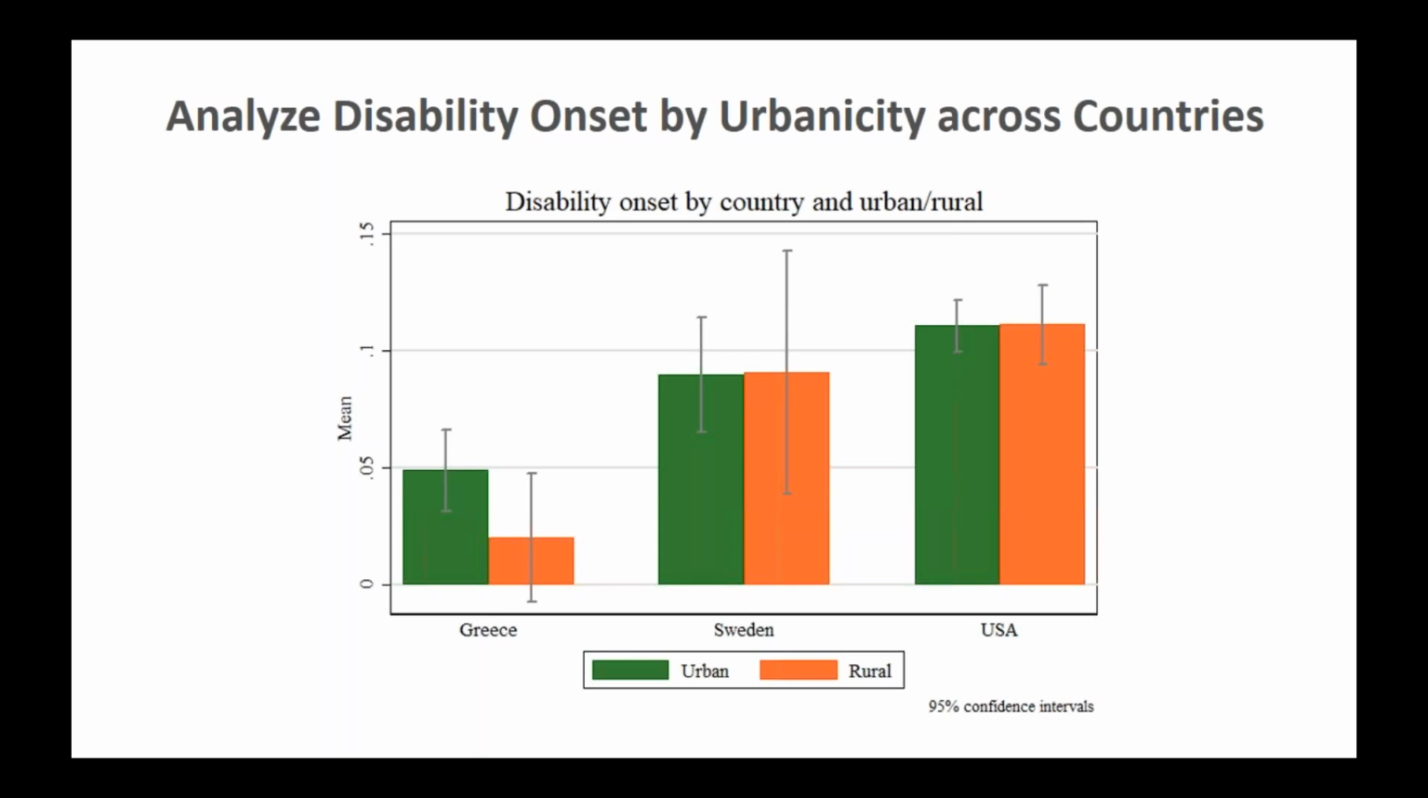And you can see that it looks like, surprisingly for the US, there's no association in the differences between urban and rural. They look almost precisely the same, and certainly taking into account your confidence intervals, it doesn't look like there's much of an association happening between urban and rural for disability onset.